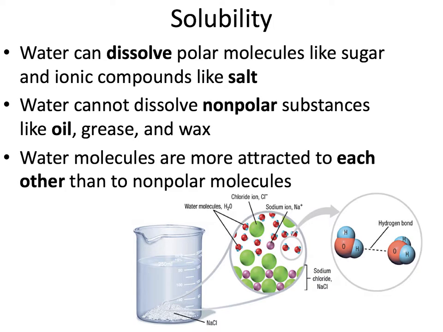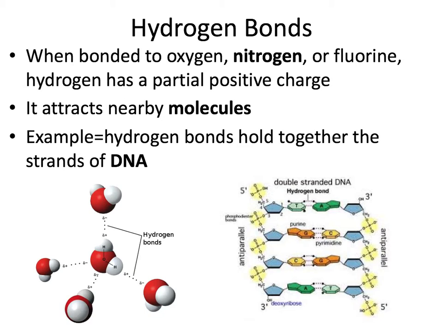Water molecules are attracted to each other and they have hydrogen bonds between them. I mentioned this earlier, and that leads to some interesting properties of water like cohesion, and also we'll talk about adhesion later. Hydrogen bonds. When bonded to oxygen, nitrogen, or fluorine, hydrogen has a partial positive charge. It attracts nearby molecules. An example of a hydrogen bond occurs in DNA. And we'll learn about DNA later this year, but there's one strand here, and they're held together in the middle by hydrogen bonds. Hydrogen bonds also occur between water molecules, as we mentioned earlier.